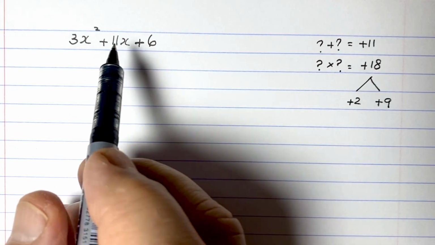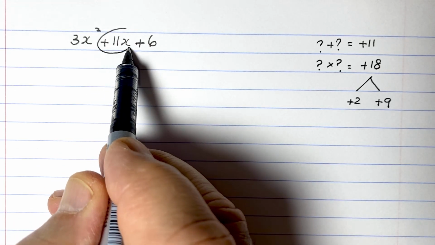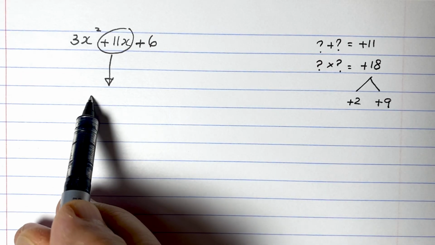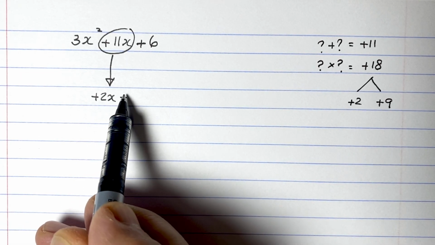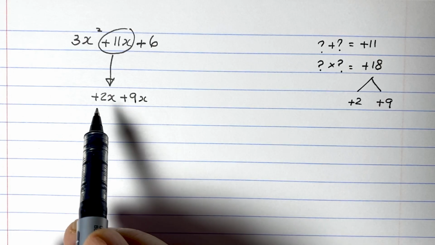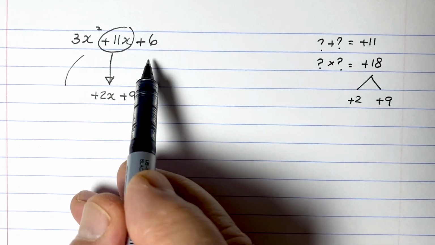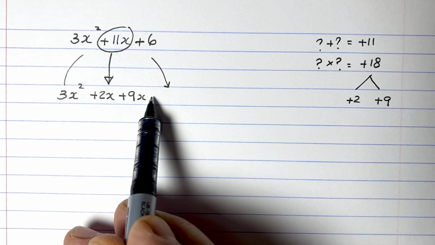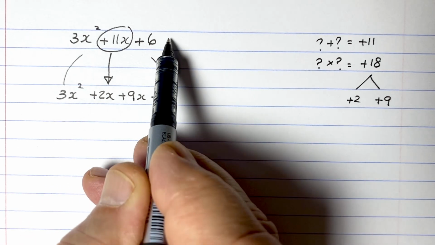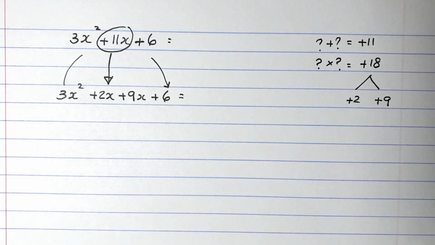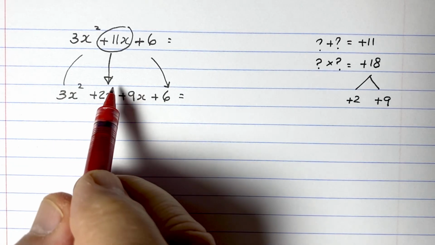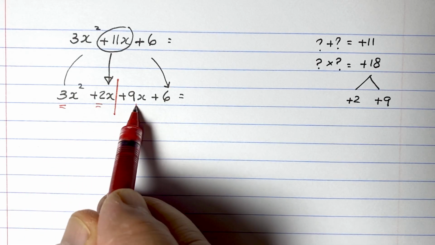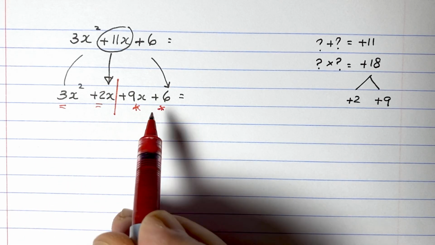In this case, we are splitting the plus 11x into plus 2x plus 9x. Then bring down the next two terms, which are 3x squared plus 6. Split the 4-term factorization into 2 terms. Factorize these two and then factorize those two.